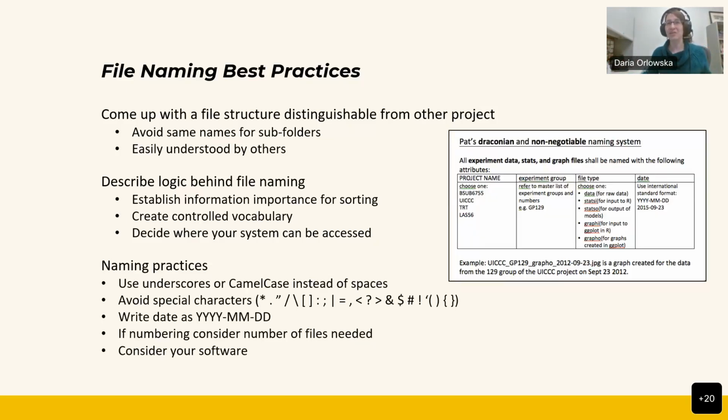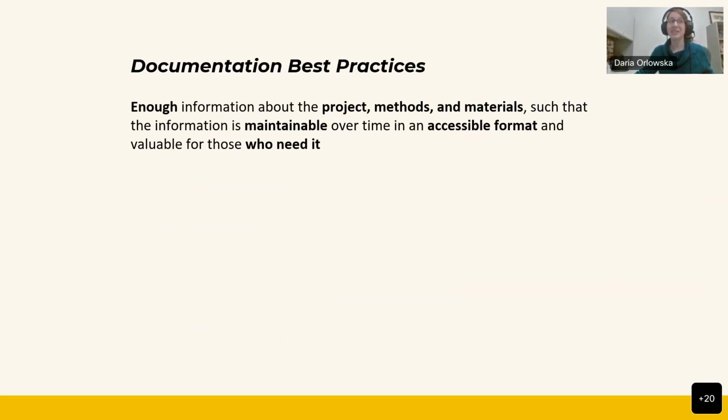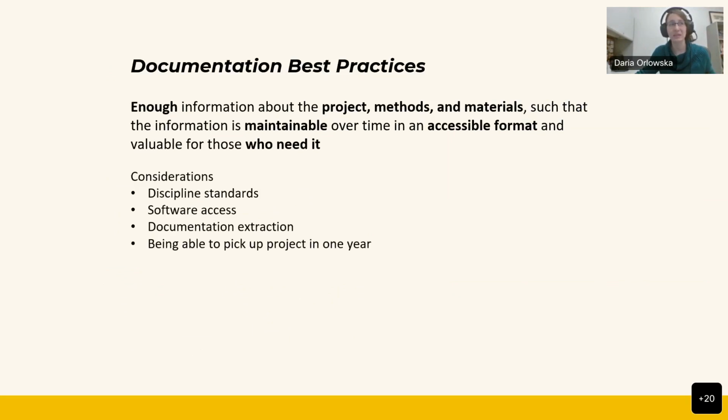Here's an example of a file naming system that someone has used for their lab, where it really spells out how these files will be named. And so it's much easier to find something if everything is consistent. For documentation, that's just enough information about the project, methods, and materials, such that the information is maintained over time in an accessible format and valuable to those who need it.